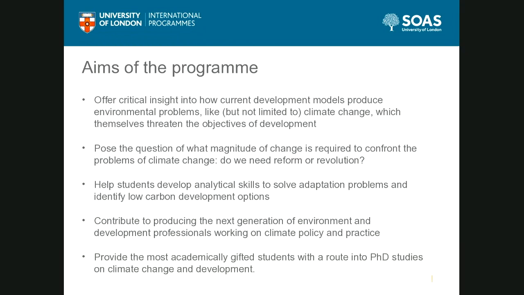And what we're aiming to do with this programme is to offer critical insight into how current development models produce environmental problems, like but not limited to climate change, which themselves threaten the objects and the objectives of development. We want to pose the question of what level of change we need to confront the problems generated by climate change. Do we need reform or revolution, to come back to Naomi Klein's question? We aim to help students develop analytical skills to solve adaptation problems and to identify low carbon development options, to contribute to the production of the next generation of environment and development professionals who are working on climate policy and practice, and to provide the most academically gifted students with a route into PhD studies on climate change and development, if that's what you want to do.